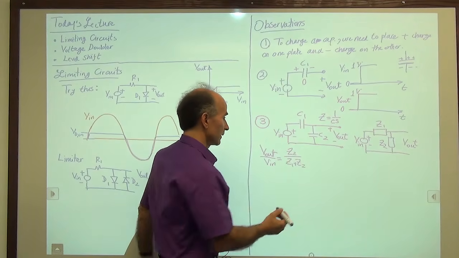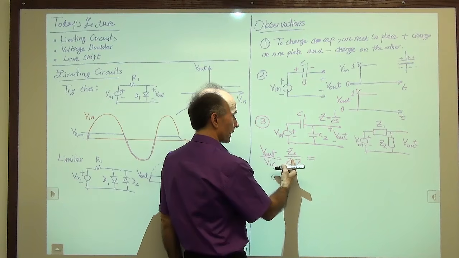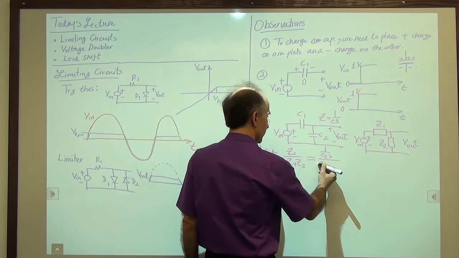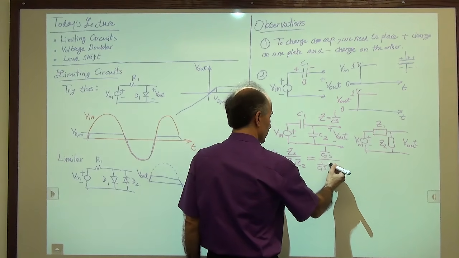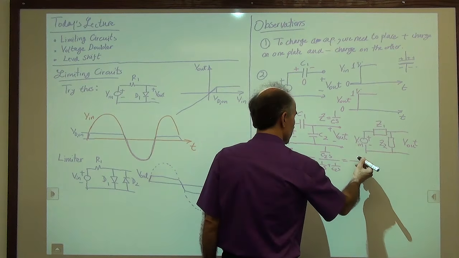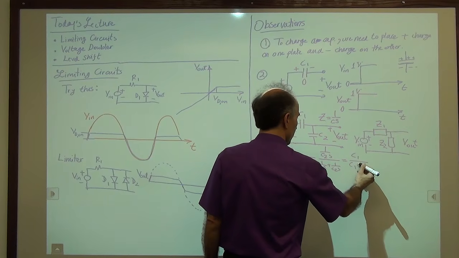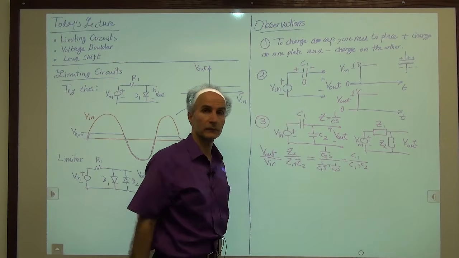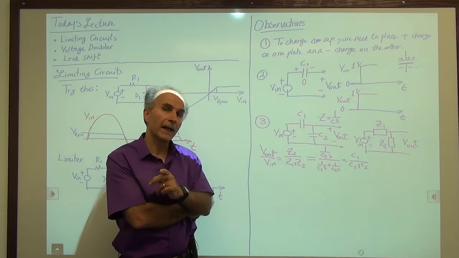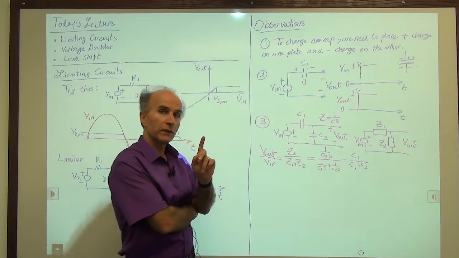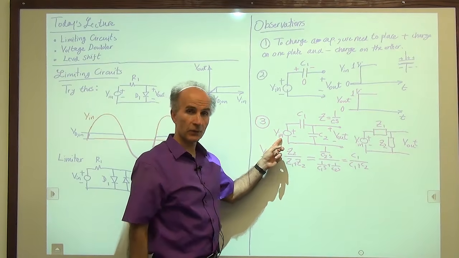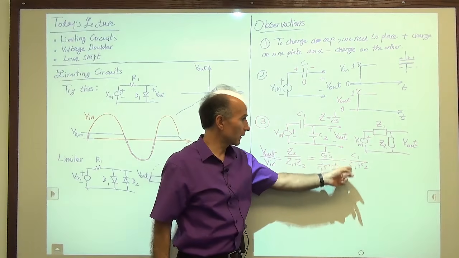So we'll go ahead and do that now that we have found the general expression. So this will be 1 over C2s over 1 over C1s plus 1 over C2s. And that comes out to be simply C1 over C1 plus C2. So this is a fascinating result. It says that the voltage at the output of this circuit divided by the voltage at the input of the circuit follows a simple equation.